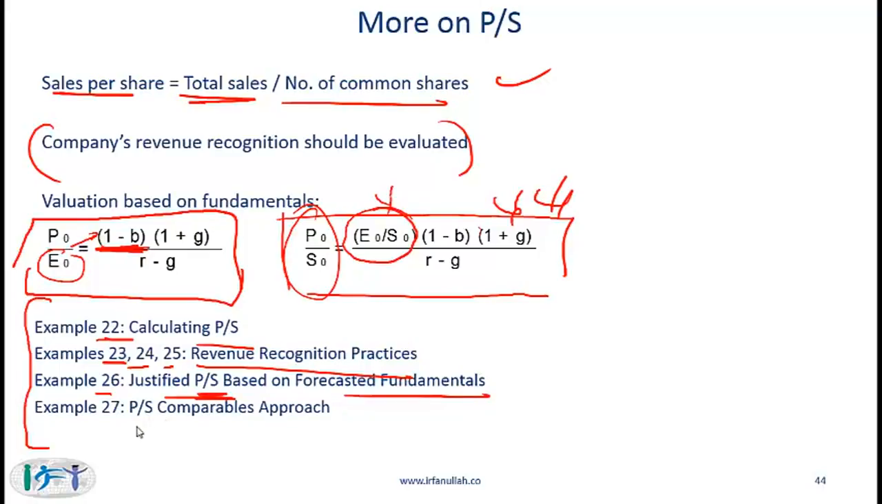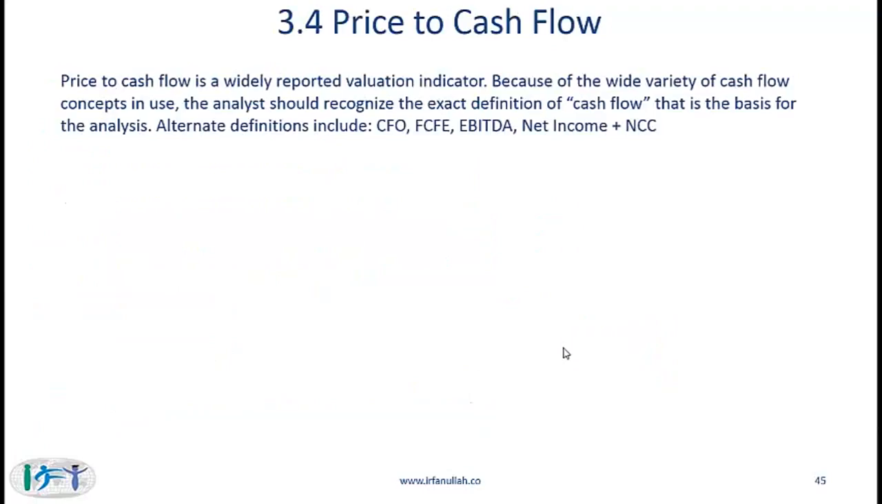And then PS based on the comparables approach. What do you think happens there? All else equal, is a high ratio good or low ratio good? As with all other ratios where P is in the numerator, a low ratio means that the stock is relatively undervalued. Price to cash flow.